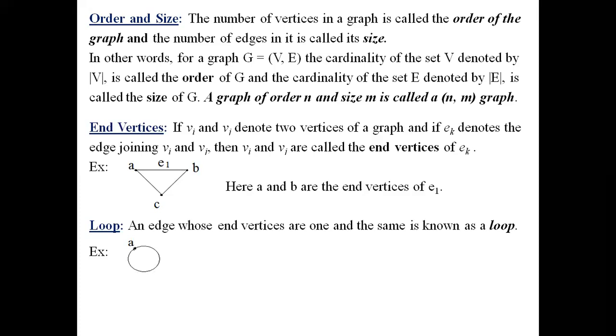A loop is an edge. So this is an edge for us. This represents an edge for us. And for this edge, the starting and the ending vertex is the same. Such an edge is called a loop.